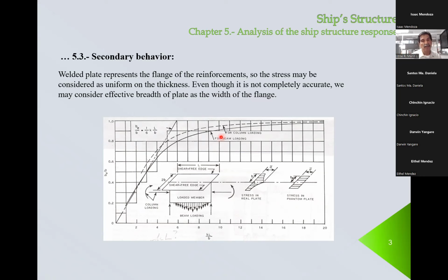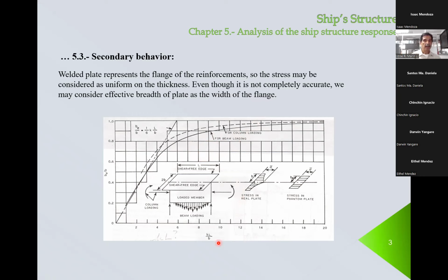So here you have the two versions. It's a combination of the two. You have this line. This is for column buckling. That means that you are talking about effective width. And the continuous line is for beam loading. That's the effective breadth that we use when we consider bending. So we have to have that in our mind. Now, most of this work is the result of contribution from Professor Shady. Maybe you remember this name from chapter 2.